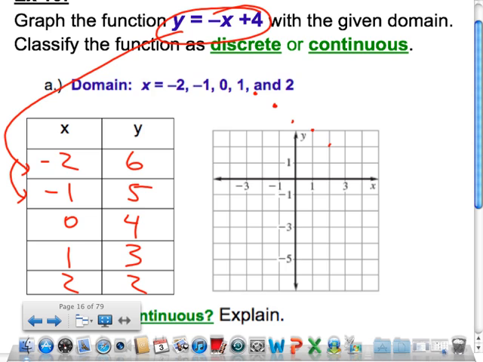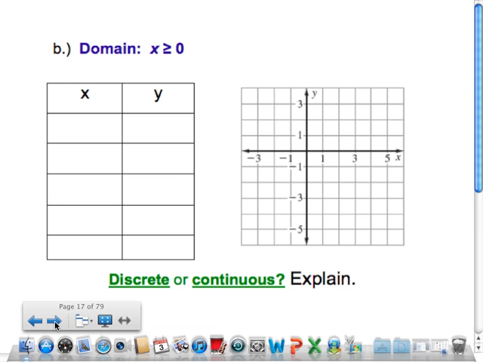But anyway, is it discrete or continuous? It's discrete because it's just a bunch of points. And they said restricted domain, so I do not connect my dots. My domain is only allowed to be these numbers. That's it.